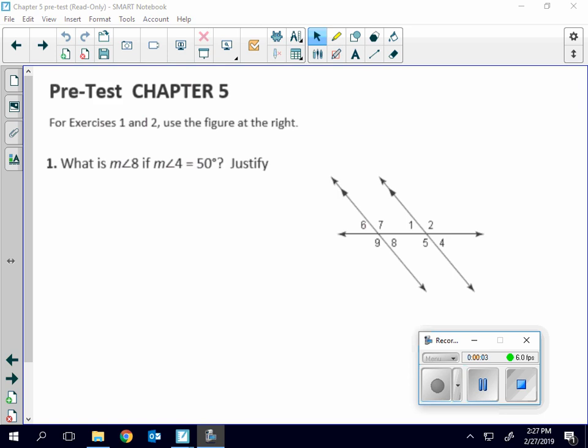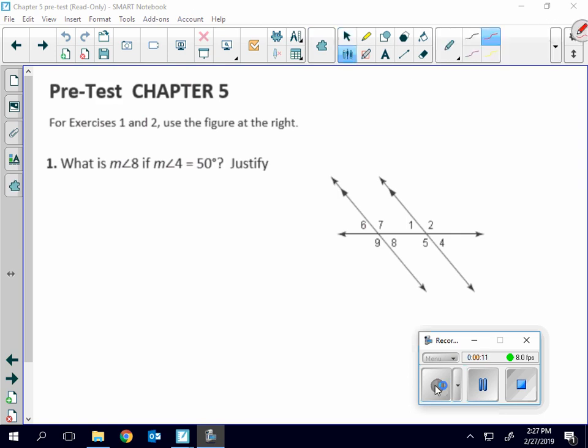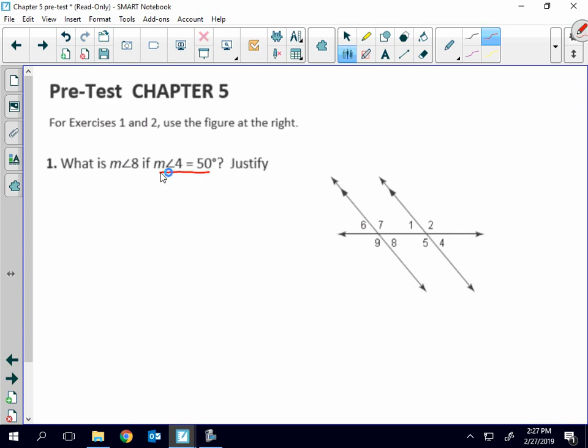All right, this is our pre-test for chapter 5, very similar to how the test is going to end up. Number 1, what is the measure of angle 8 if we know the measure of angle 4 is 50? Now justify as well. So we know angle 4, they say it's 50, and now find angle 8. To me, those look the same. They're both acute, so I know angle 8 is also 50. If they look the same, they probably are.